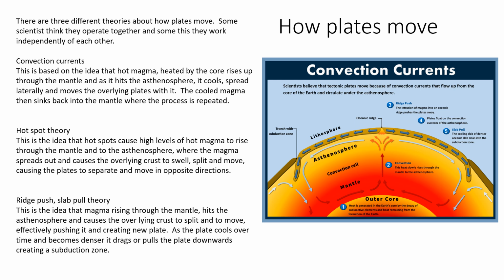The most traditional of which is convection currents, and that's the idea that hot magma moves up through the mantle towards the asthenosphere, and that heat causes it to rise. When it reaches the asthenosphere, it's cooling, that heat is being lost, and then that magma cools, condenses, and cycles back round.